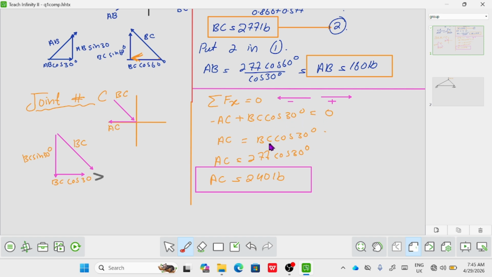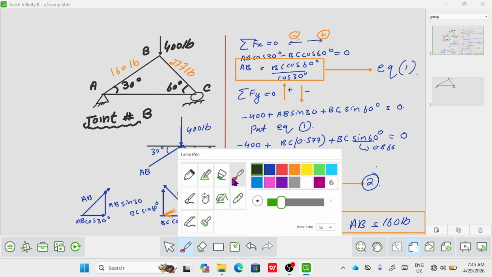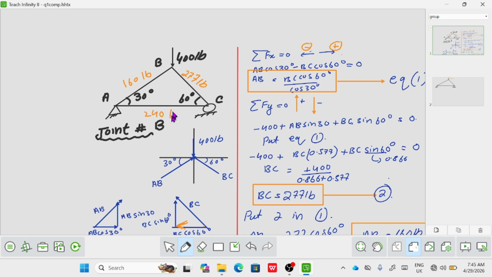AC will become equal to BC cos of 30 degrees. In place of BC I will put its value, 277 cos of 30 degrees. So AC will become equal to 240 pounds. So the force in member AC is equal to 240 pounds. Okay, thank you very much.